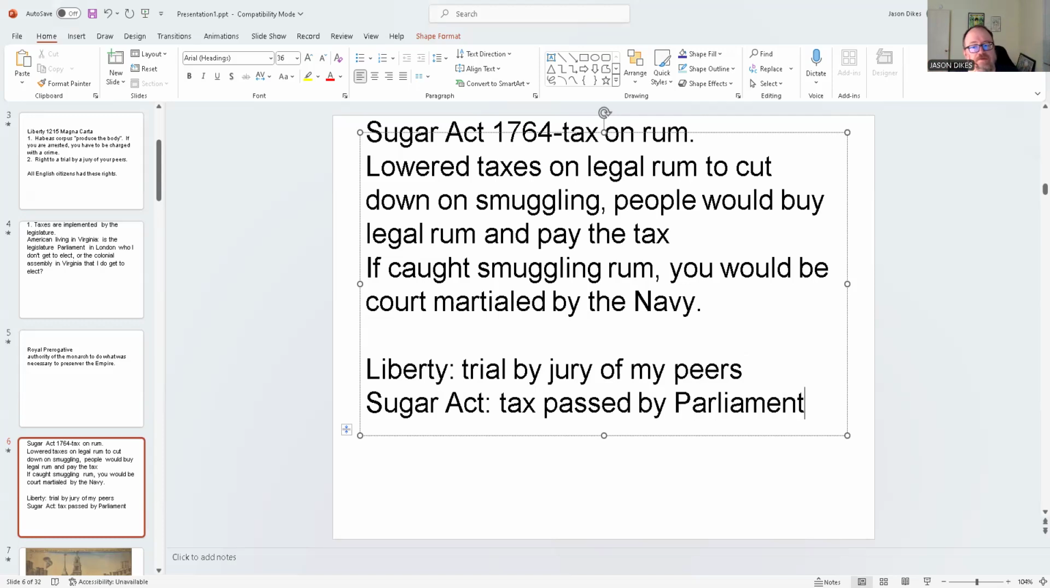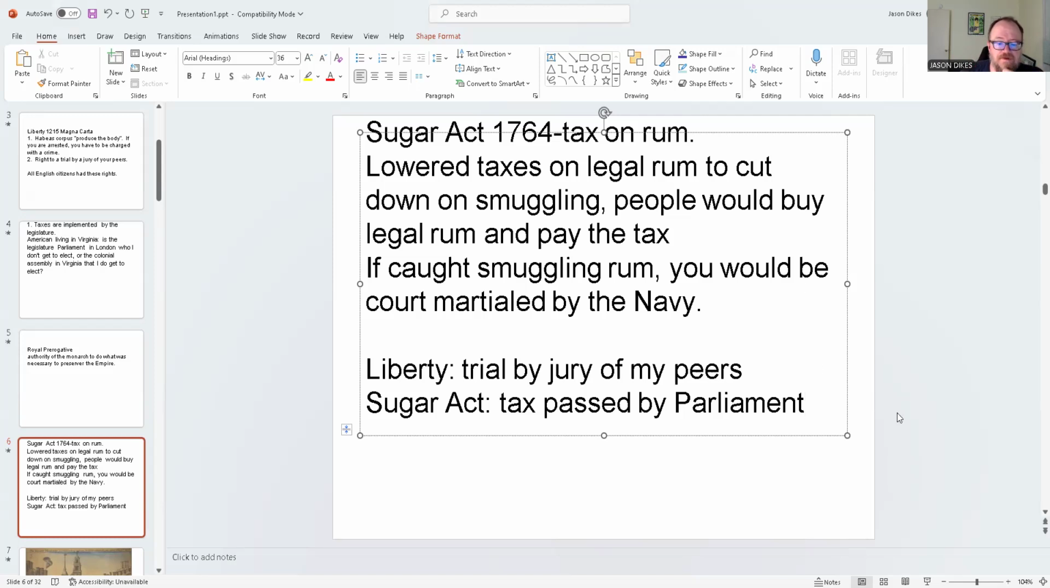The other problem with the Sugar Act: it's a tax passed by Parliament. But as a colonial, as a person living in Virginia, I don't get to vote for members of Parliament. I get to vote for my own colonial assembly. So again, there's a clash here about who exactly is in charge of tax policy for the colonies.